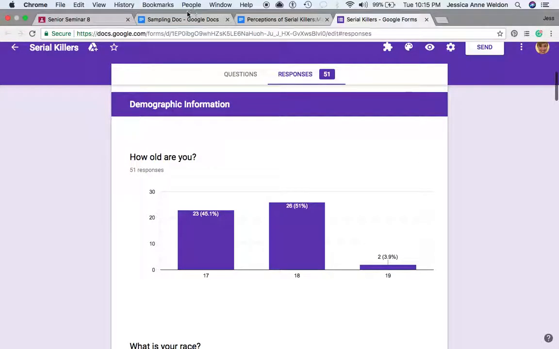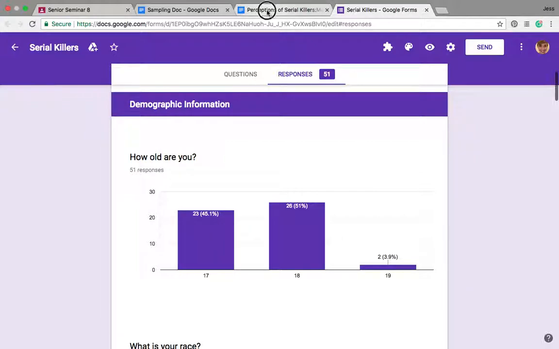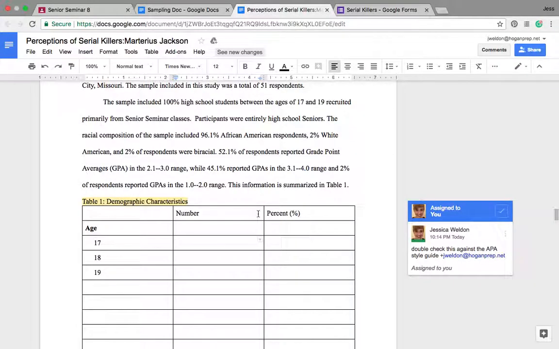23 of them were, and also 45.1%. So I can do 23 is the number of respondents who were 17, and the percentage of the total respondents was 45.1. I don't have to put a percent sign right here because I already put it up at the top there. So that's going to save you some time in the long run.